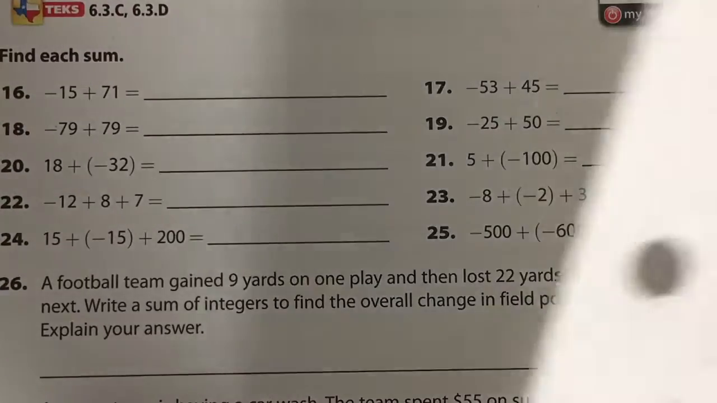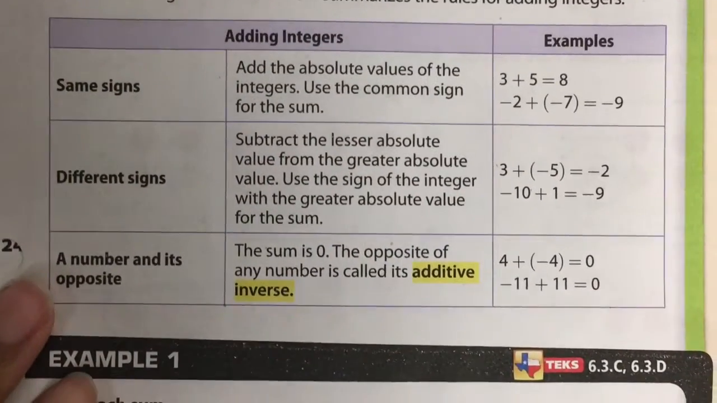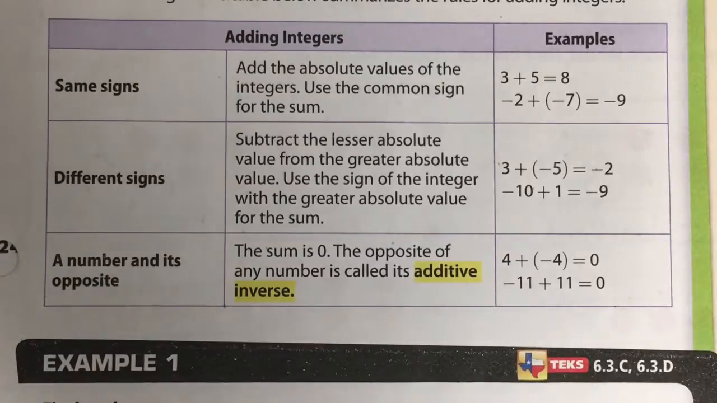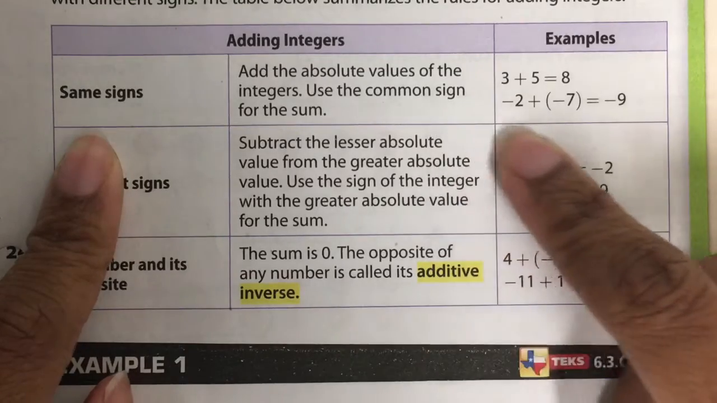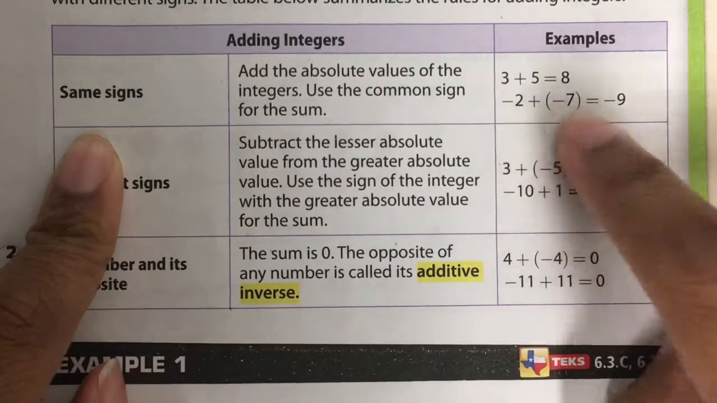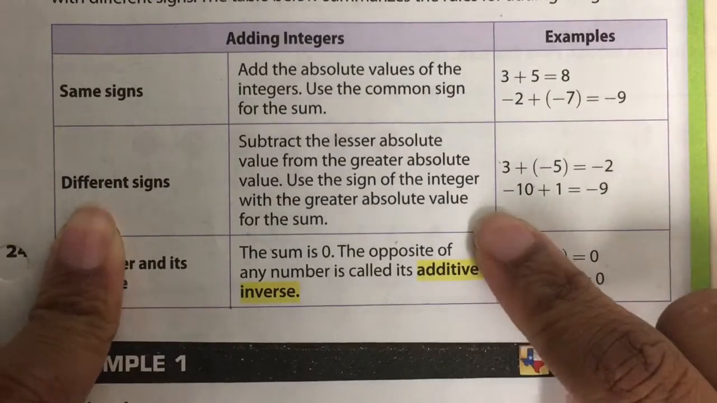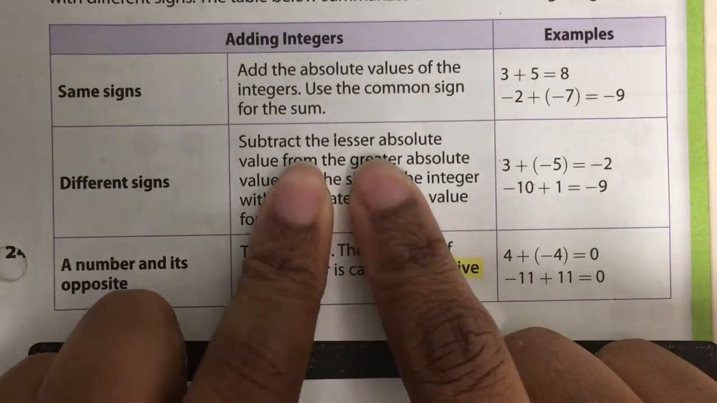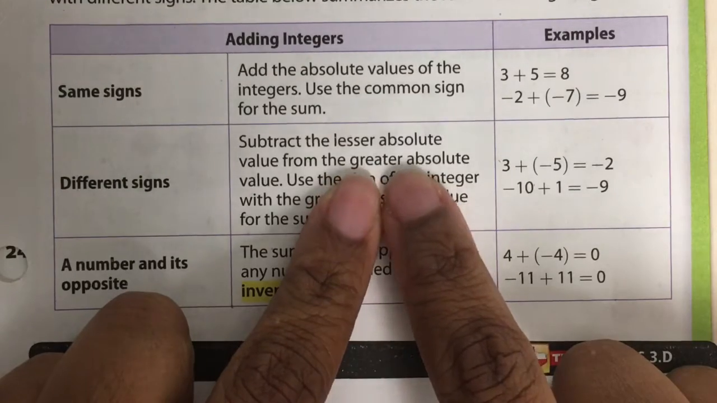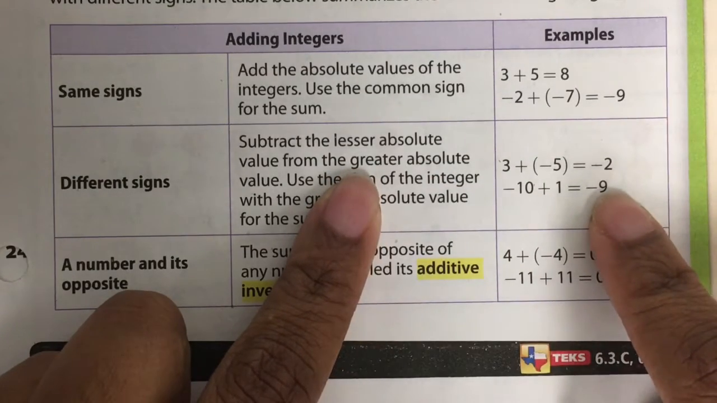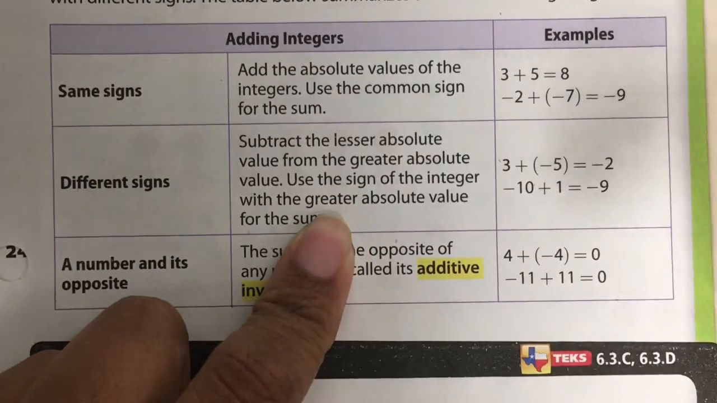Before we begin, I want to show you this chart, and it's on the back of page 125. It shows you the rules for adding integers. Here it talks about same signs. It says add the absolute values of the integers and use the common sign for the sum. So that's basically saying that positives will be positives and negatives will be negatives. When you have different signs, you guys found that if you subtract the smallest number from the largest number, that's your number that you'll have. And then your sign comes from the number with the greatest absolute value.